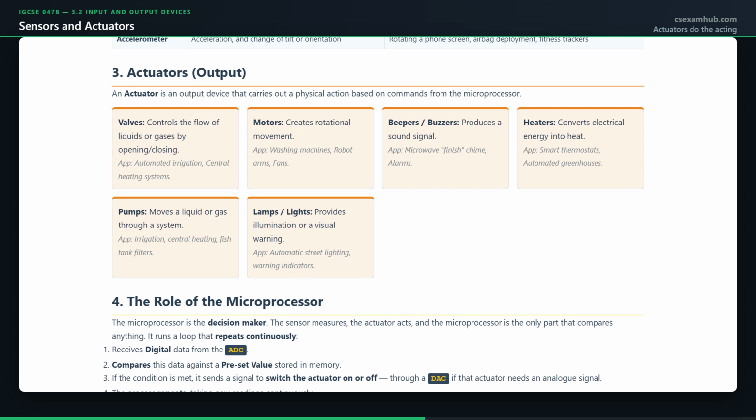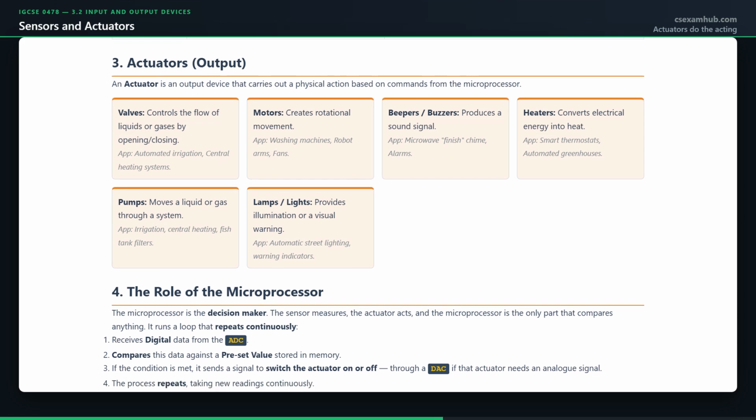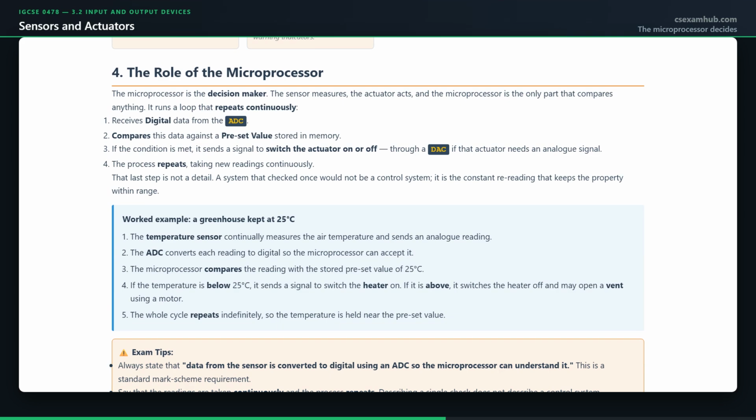Notice how many of those pair naturally with a sensor: a moisture sensor with a pump, a temperature sensor with a heater, a gas sensor with a buzzer. That pairing is usually what a scenario question is really asking you to construct. Which brings us to the part in the middle.